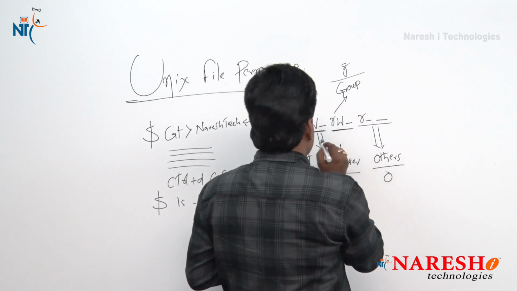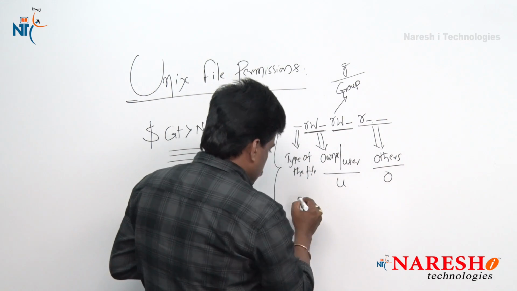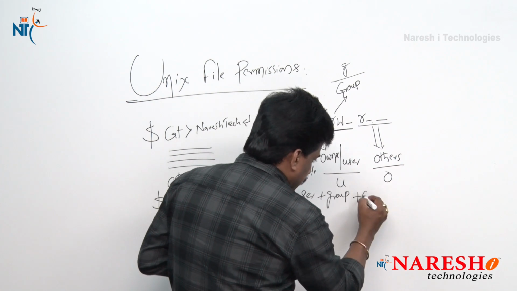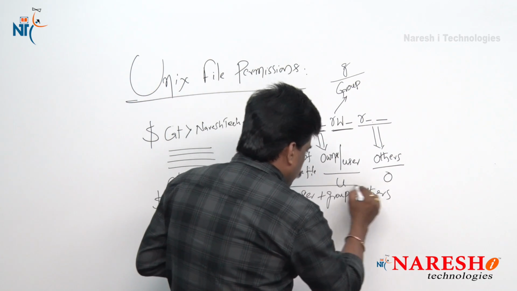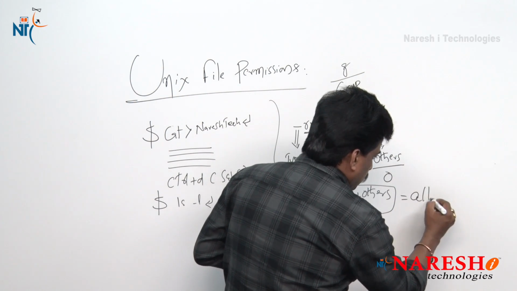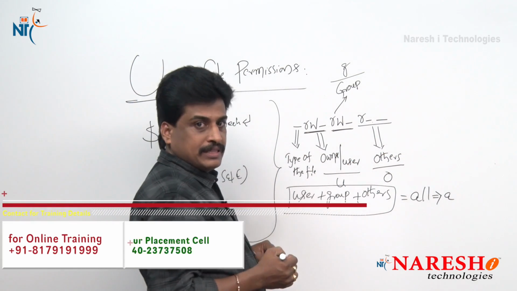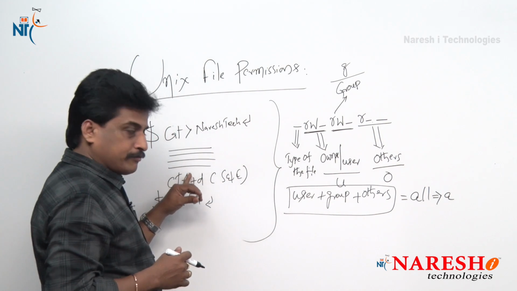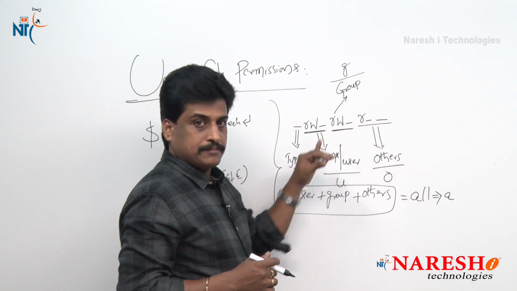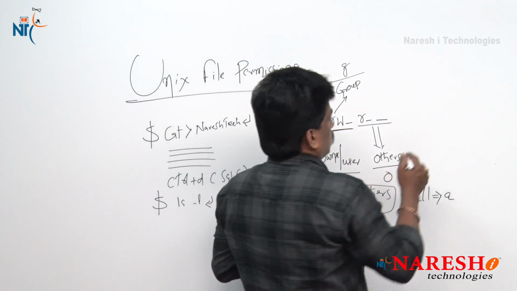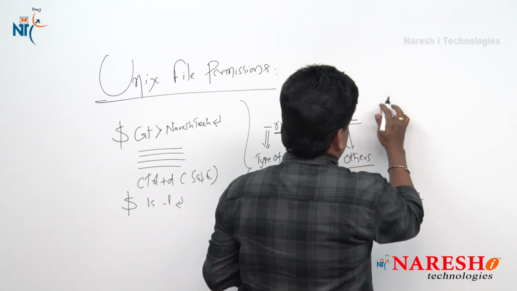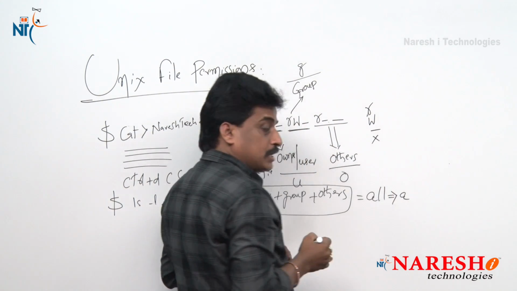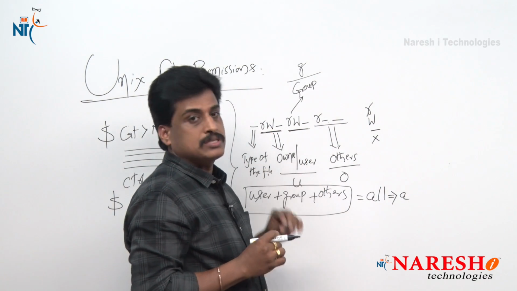Now these permissions apply to 3 users: user plus group plus others, which we call all. All users are indicated with a letter. This is the default: whenever you create a file, these permissions exist. Now here X is also available. R, W and hyphen I already said; X means execute. These are the permissions available.